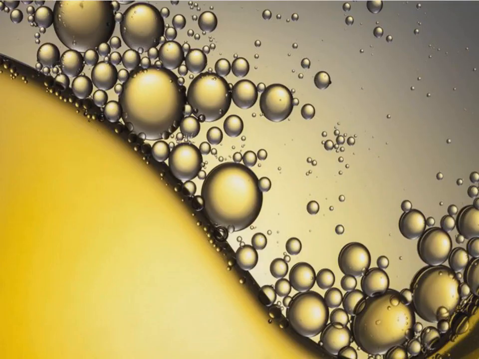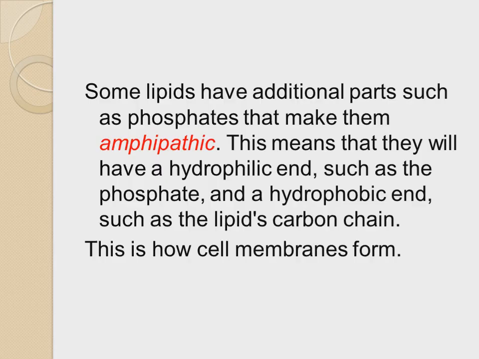وهاي البيكتشر تبين لنا when we do mixing lipid with water عشان الليبيد يصير بينه clump up instead of dissolve evenly. Some lipids have additional parts such as phosphate that make them amphipathic. What is the meaning of amphipathic? It means that they will have a hydrophilic end such as a phosphate group and hydrophobic end such as lipids carbon chain.